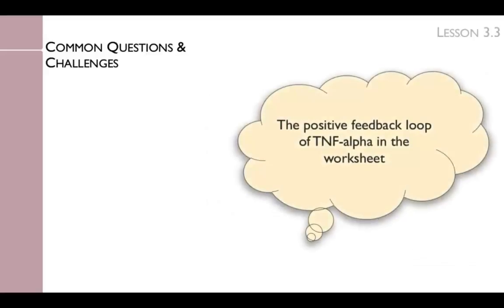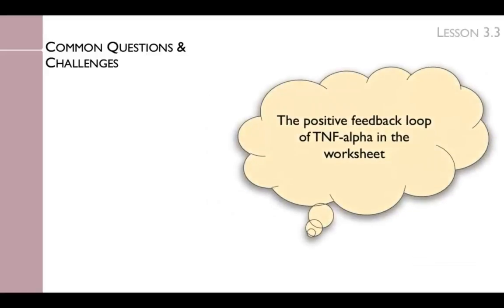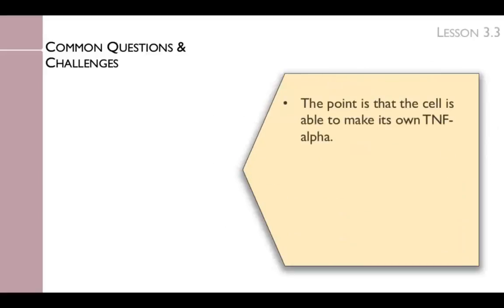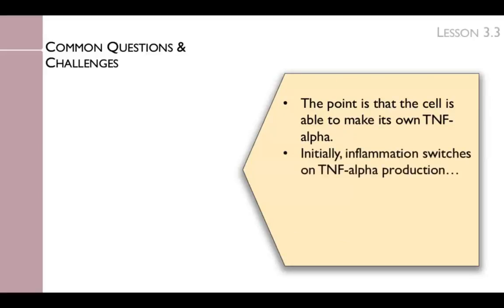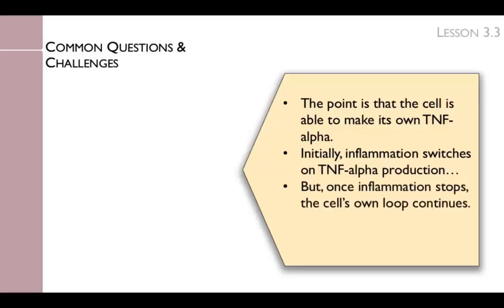Another concept students struggle with is the positive feedback loop of TNF-alpha in the worksheet. The point is that the cell is able to make its own TNF-alpha. Initially, inflammation switches on TNF-alpha production, but once inflammation stops, the cell's own loop continues. The effect of this is that the cell resists apoptosis.